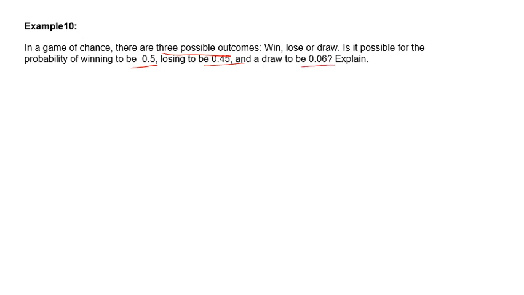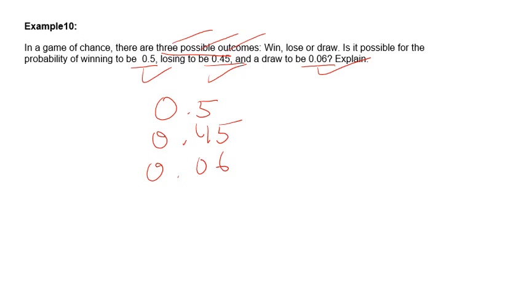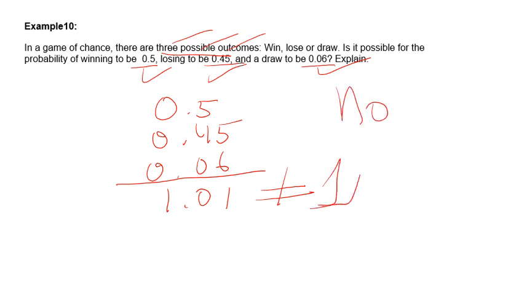Well, we have all possible outcomes. Probabilities have to be between 0 and 1, which they are, but they need to add up to 1. Well, when you add these up, you get 1.01, which is not 1. So the answer to this is no.